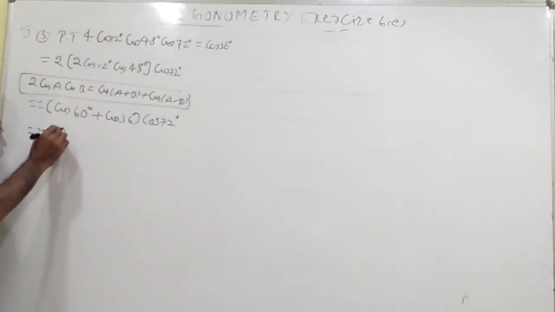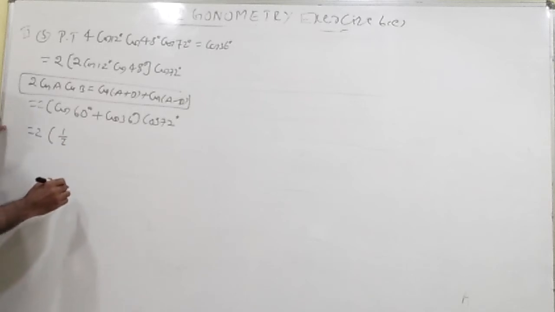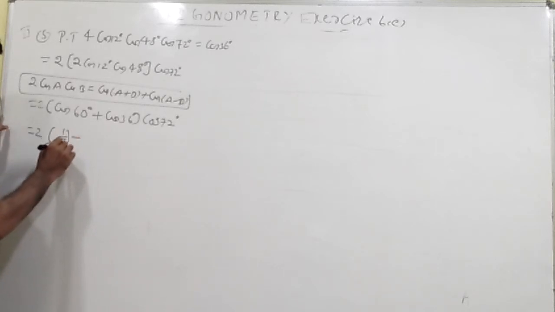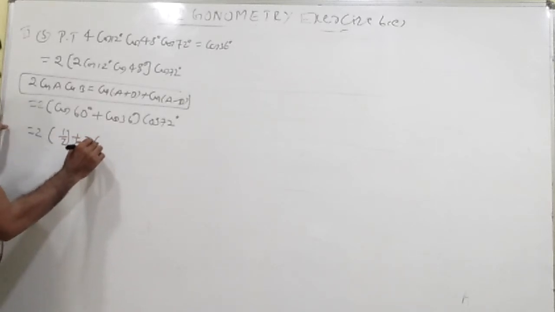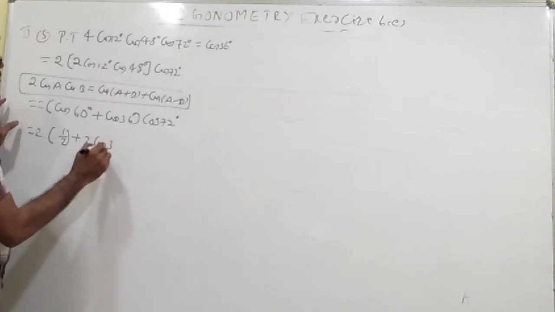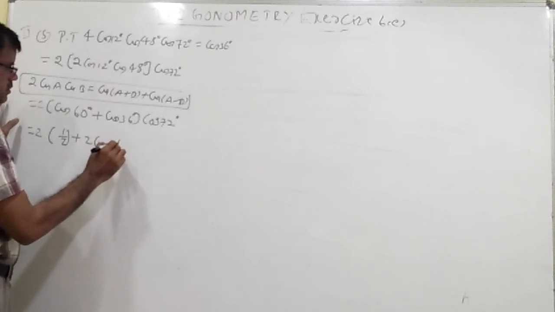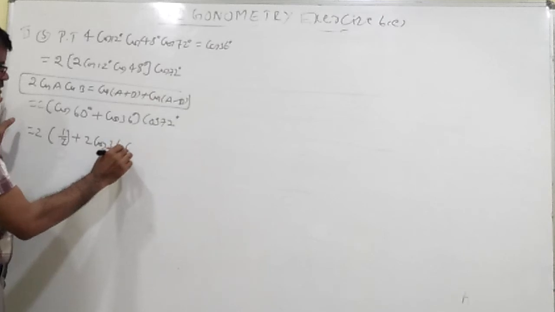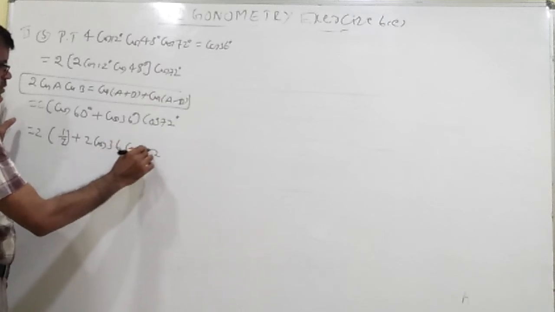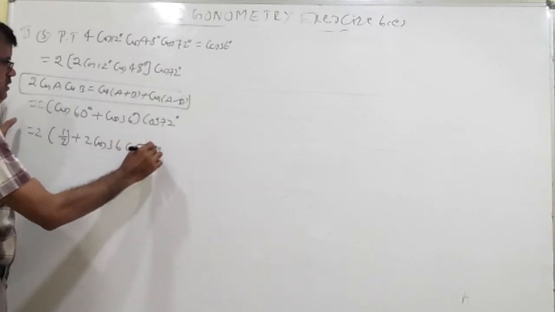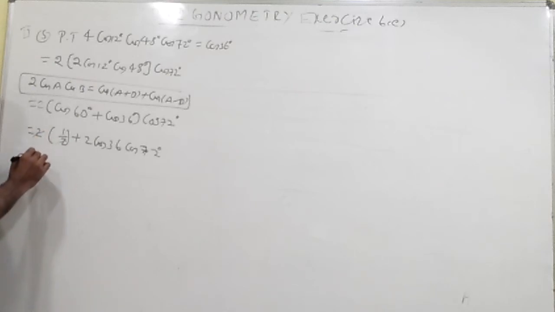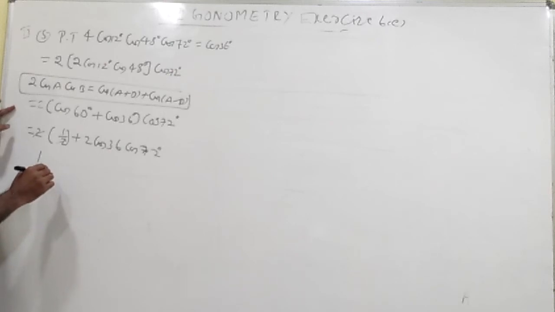Now 2 into, write like this. This is 1 by 2. Better to multiply. This is 2 cos 36 into cos 72. 2 cos 36 into cos 72. 2 gets cancelled. Cos A plus B plus cos A minus B.